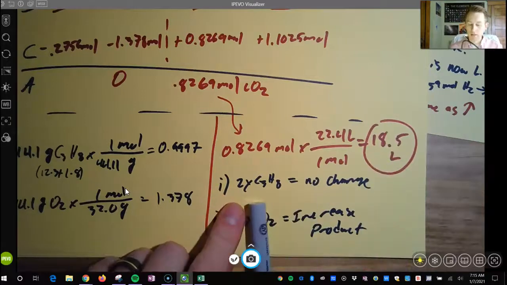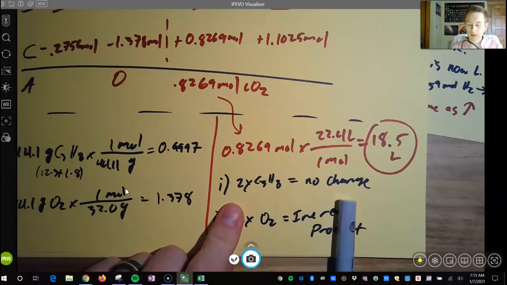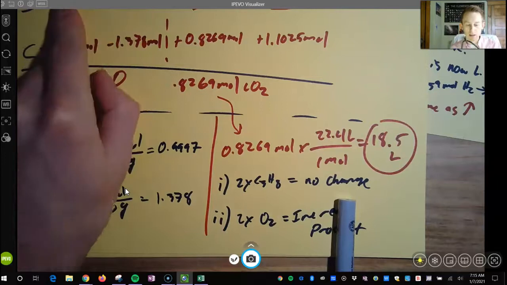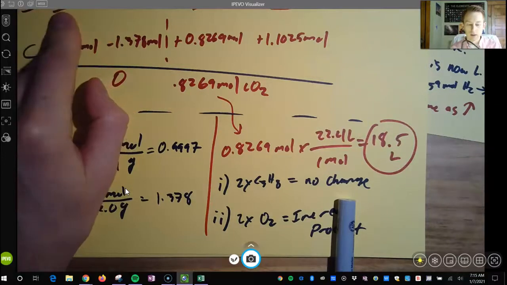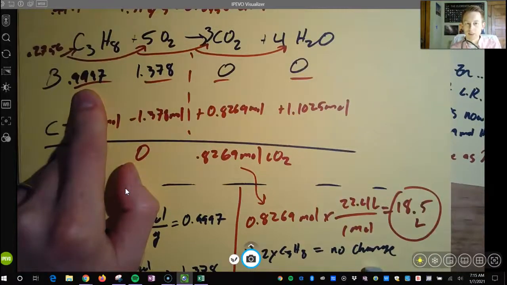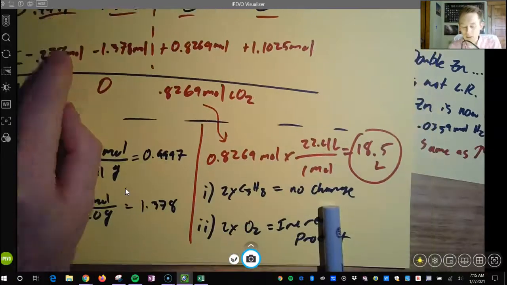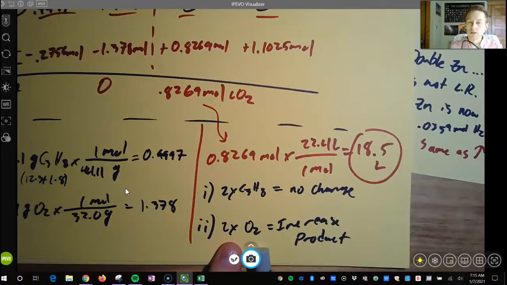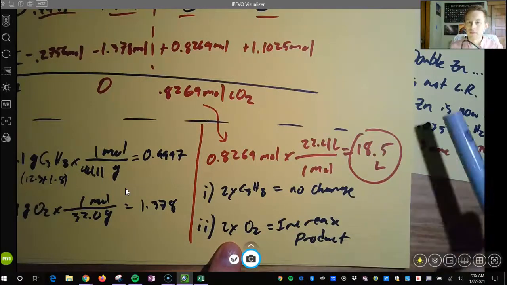And then I asked, what happens if you double the propane? Well, nothing happens because it's not the limiting reactant, right? If I have more of my excess reactant, then whatever. I guess I just have more propane left over. But if you double the O2, you're going to have an increase in product.